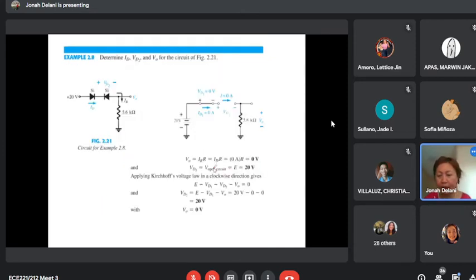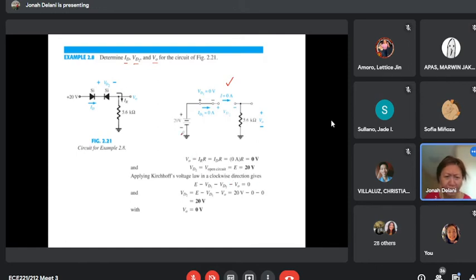Next example. Similar, but this time the two diodes are in series, but one is forward biased and the other is reverse biased. The first is forward biased, but the other is reverse biased, so it is an open circuit. Look at the equivalent model. There is no connection, so the current is 0. Determine ID, VD2, VO. ID is 0.